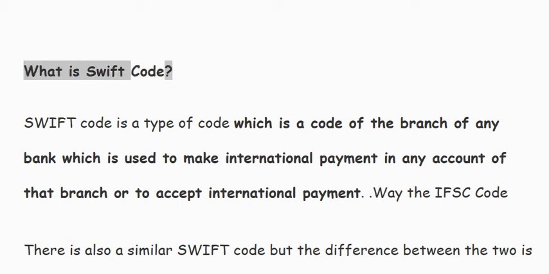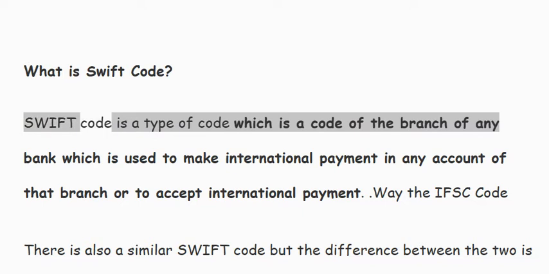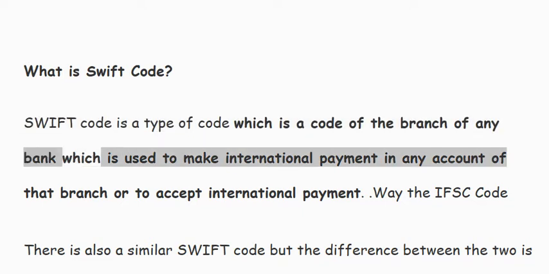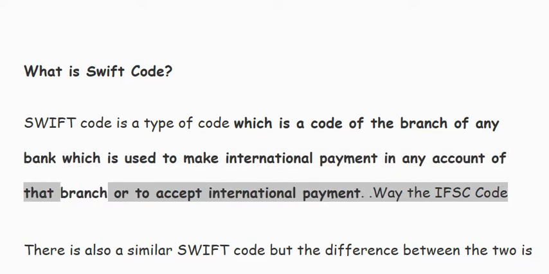What is SWIFT code? SWIFT code is a code of the branch of any bank which is used to make international payments to any account of that branch or to accept international payments. Like the IFSC code.